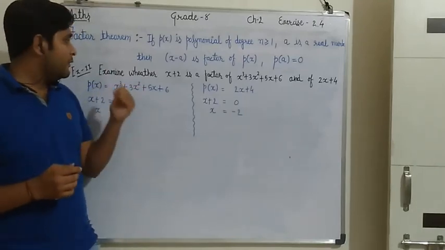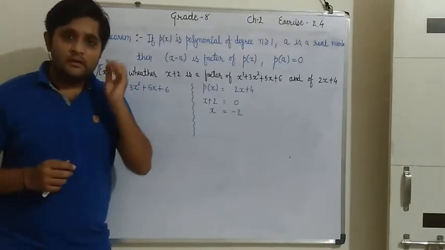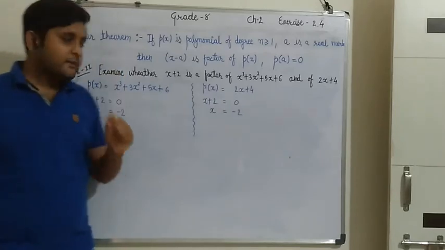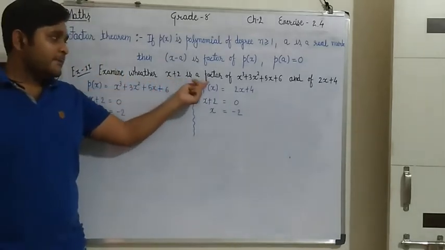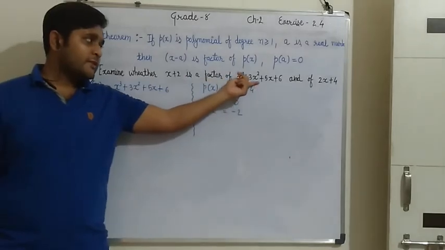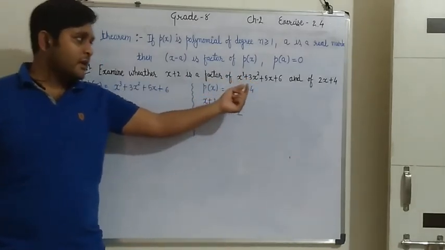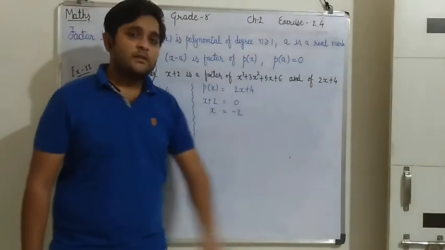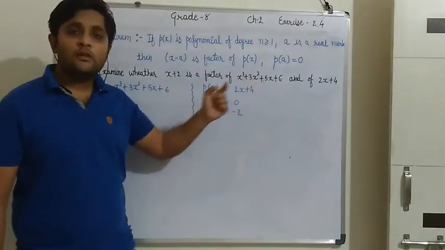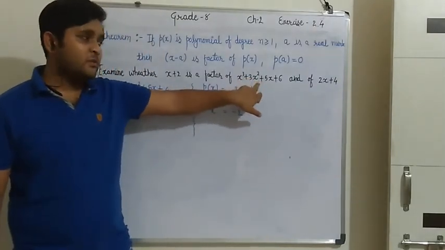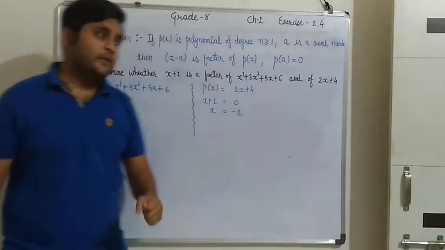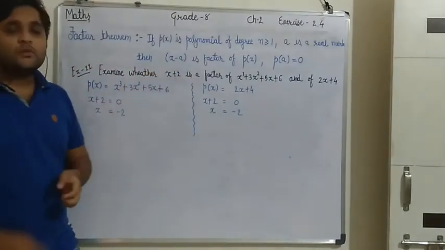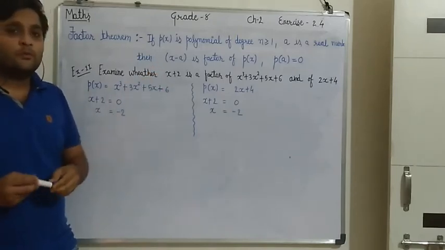Let me see now example number 11. Examine whether x plus 2 is a factor of x cube plus 3x square plus 5x plus 6 and of 2x plus 4. So here two polynomials are there. First polynomial is this one and another polynomial is this one. And we have to find whether x plus 2 is a factor of both polynomials.